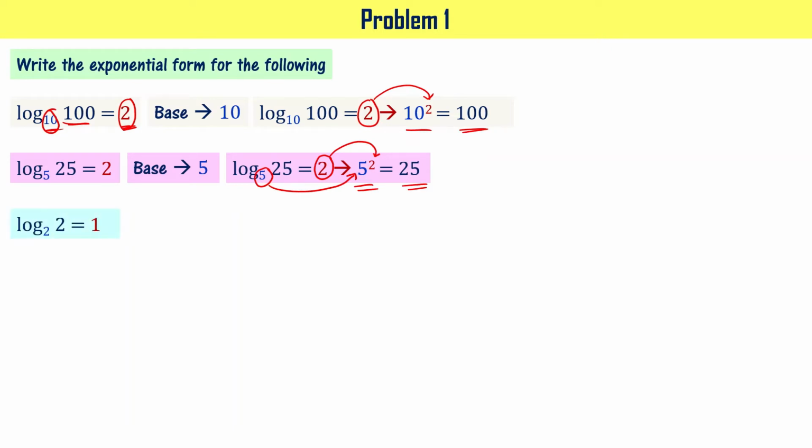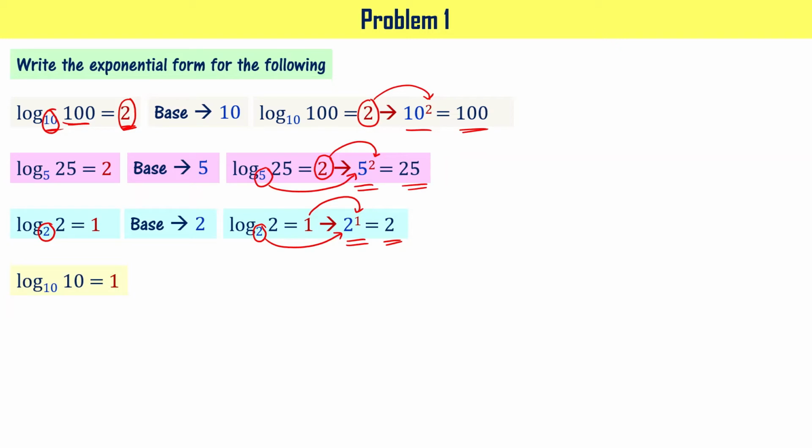Let's consider another case, that is log of 2 to the base 2 equal to 1, right? Base is 2 here. So let me write it as this base 2 becomes base here, and the resultant is going to be here. So 2 power 1 equal to 2, right? We write it as 2 power 1 equal to 2.